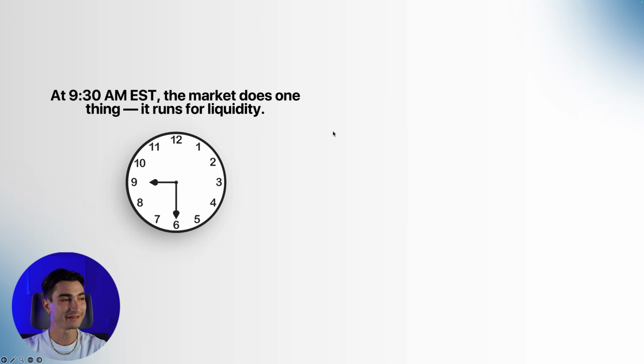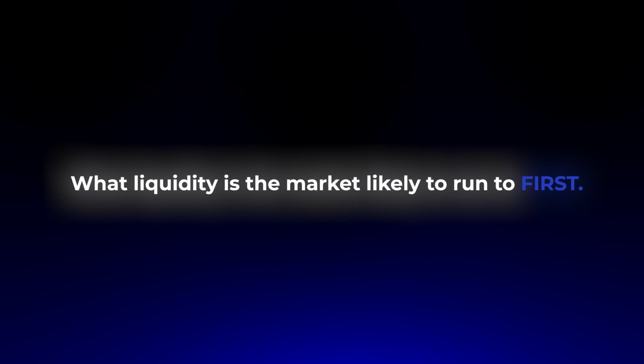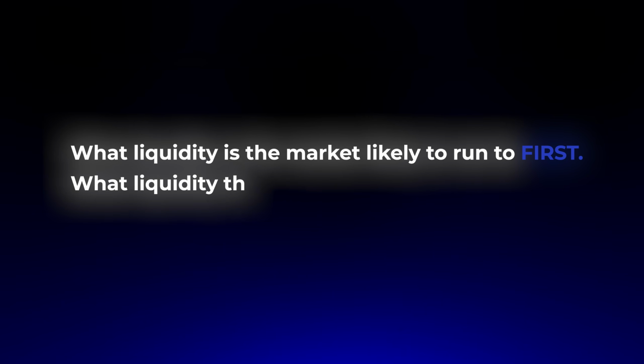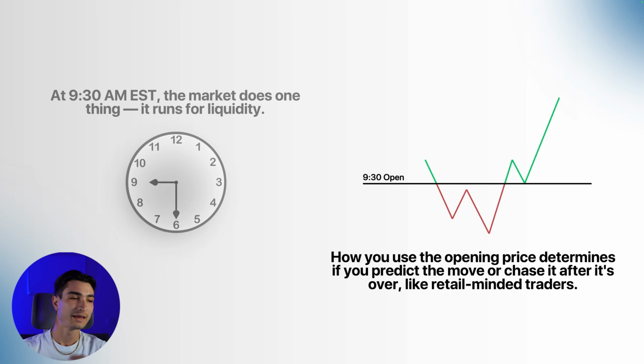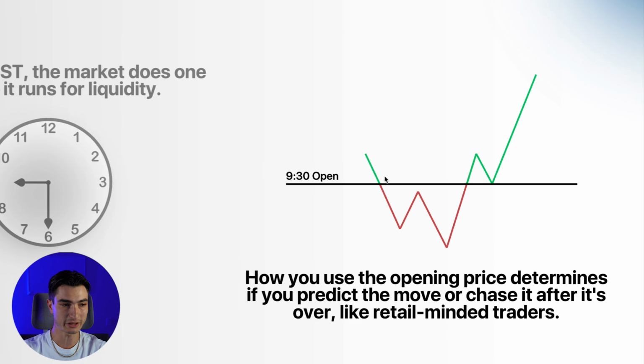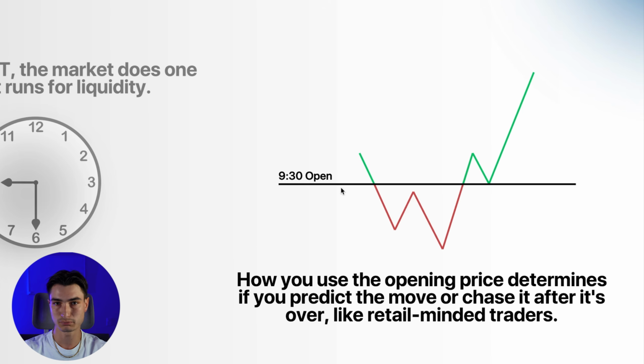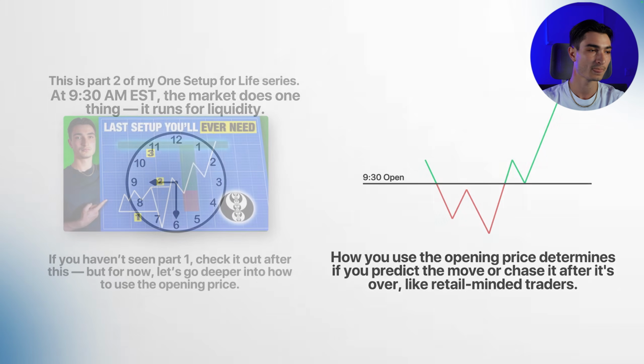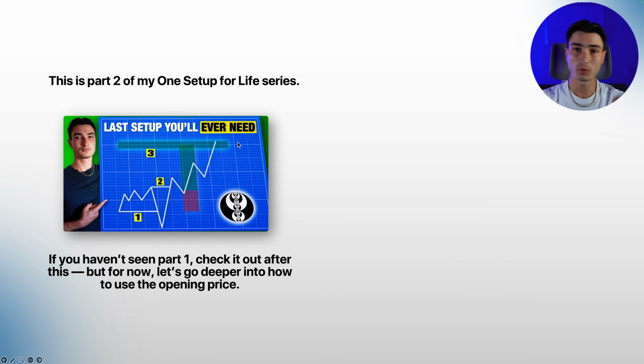Let's get into it. So at 9:30 a.m. Eastern, the market does one thing. It runs for liquidity. As soon as we hit 9:30, you have to understand what liquidity the market is likely to run to first, and then that's going to give you an indication as to what liquidity they're likely to run to second. How you use the opening price determines if you predict the move or chase it after it's over, like retail-minded traders. So when you see the 9:30 open and you understand how to use the opening price in the context of what you're looking for, it becomes very easy to predict price instead of reacting to it like most traders are doing.